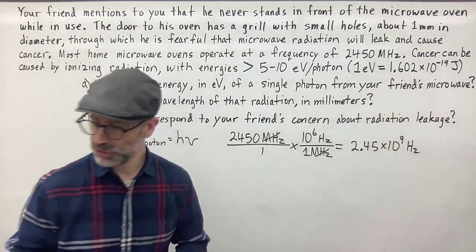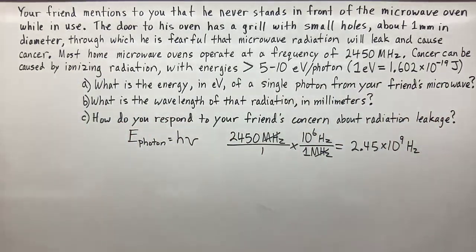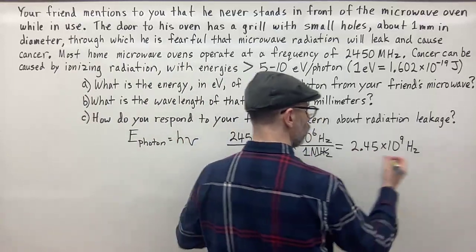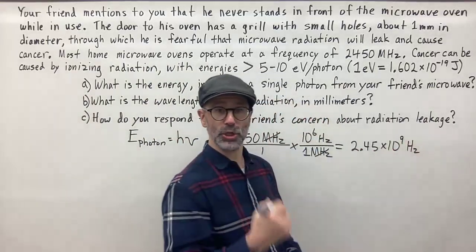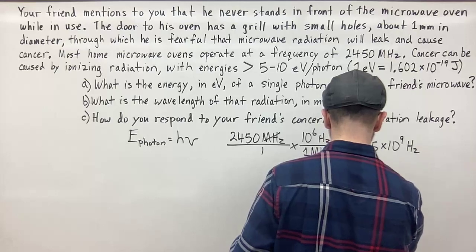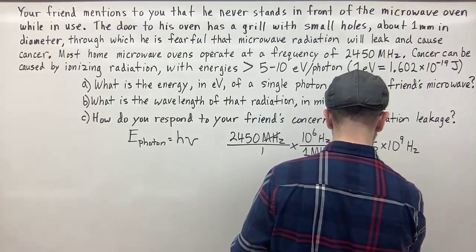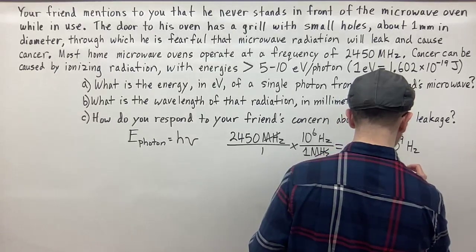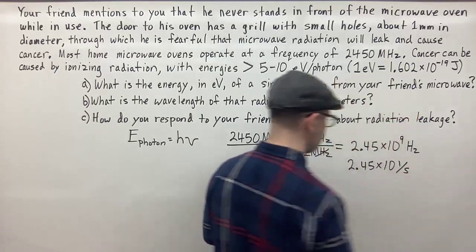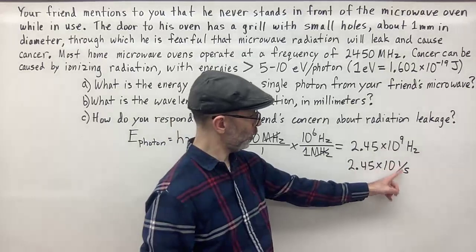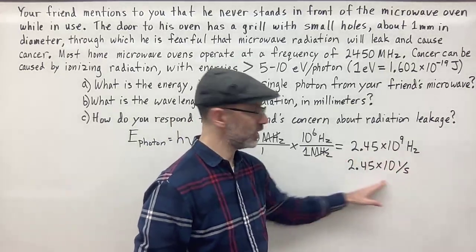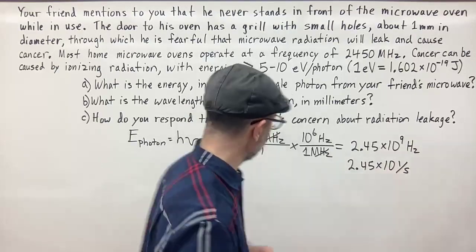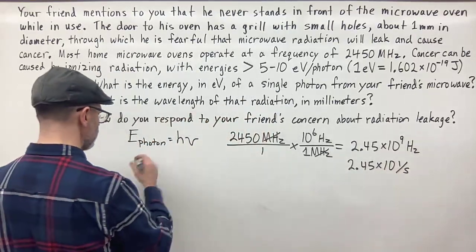Let me double check that. Yeah, that's correct. Now remember, hertz just means per second. So that is 2.45 times 10 to the 9, 1 over seconds. That is what hertz means, 1 over seconds. So now I can use this and plug it into the equation.